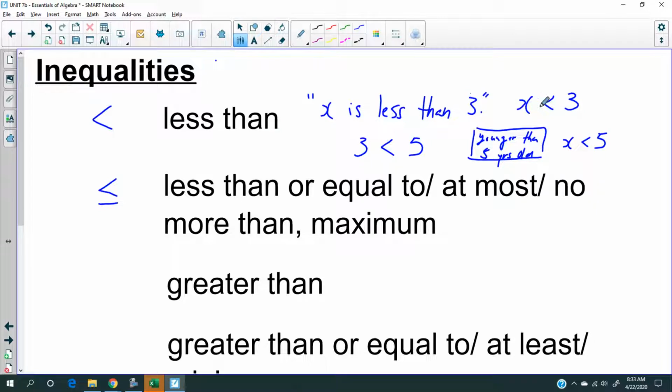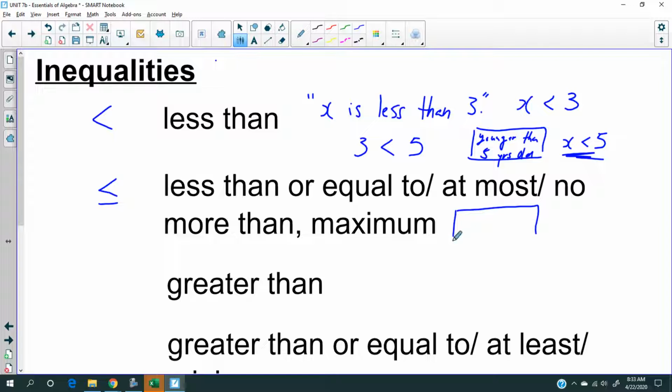So let's come back to this and use it as an example. You have to be less than 5 years old, so 5 is no good. Five is too old for that ride. You can be 4.5 years old, or 4 years and 364 days old, but you cannot be 5 years old. That's too old. You have to be younger than that. Now, on the other hand, less than or equal to sounds something like this.